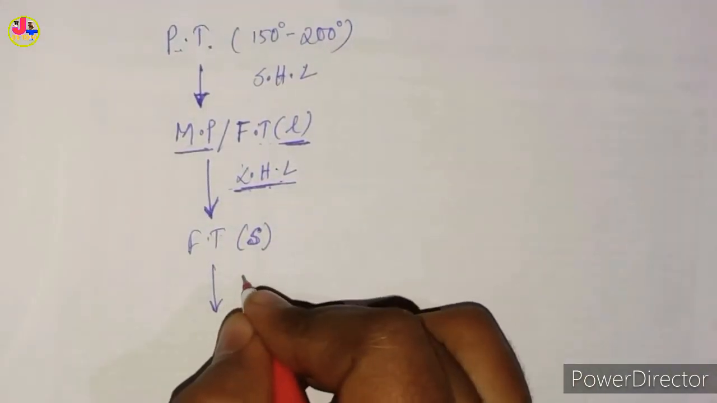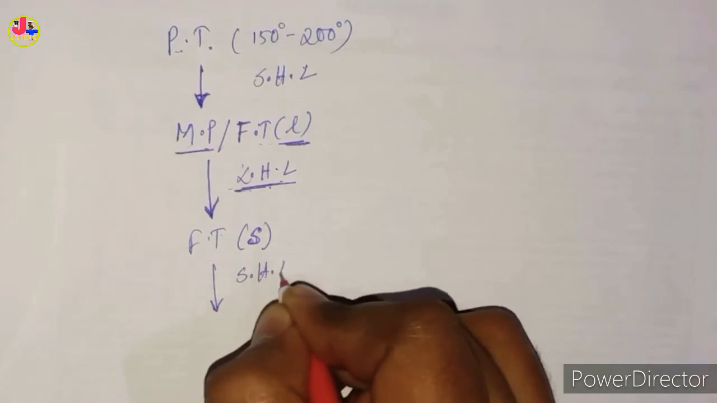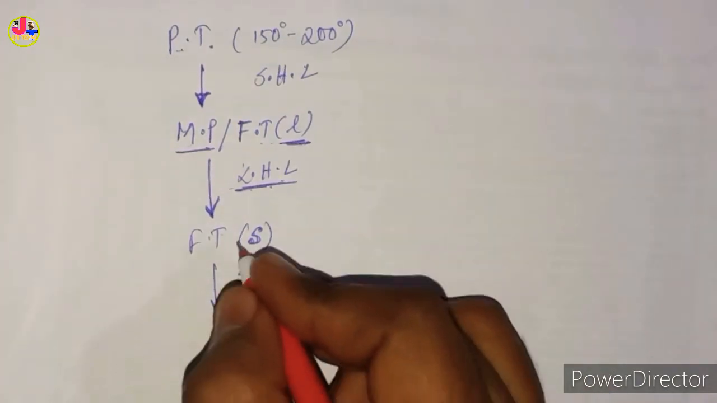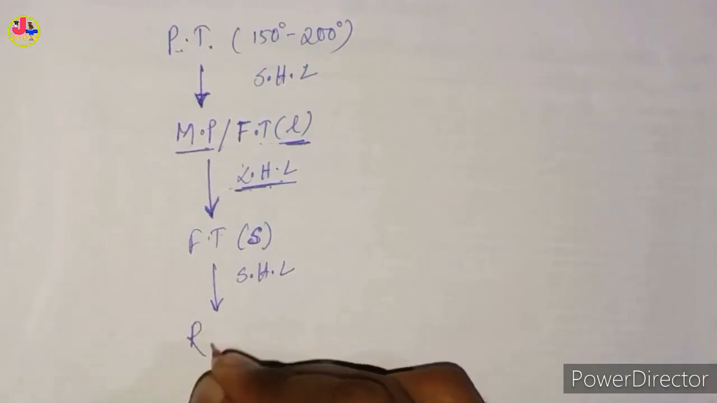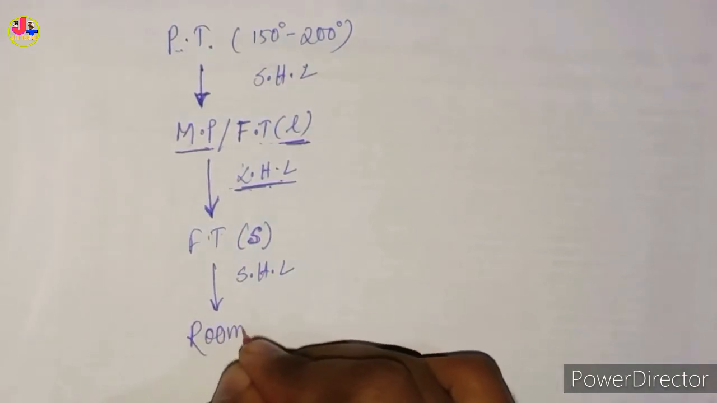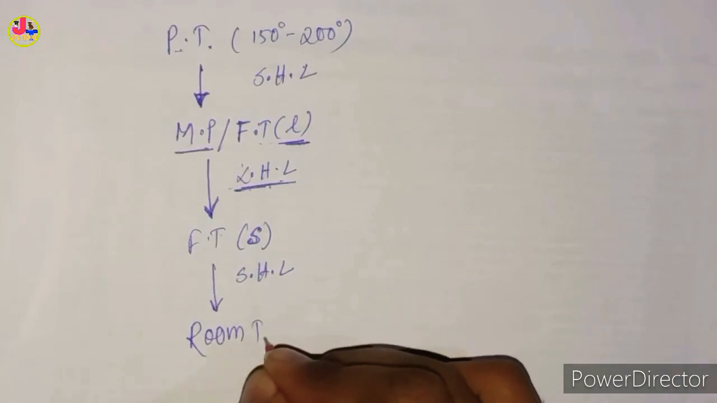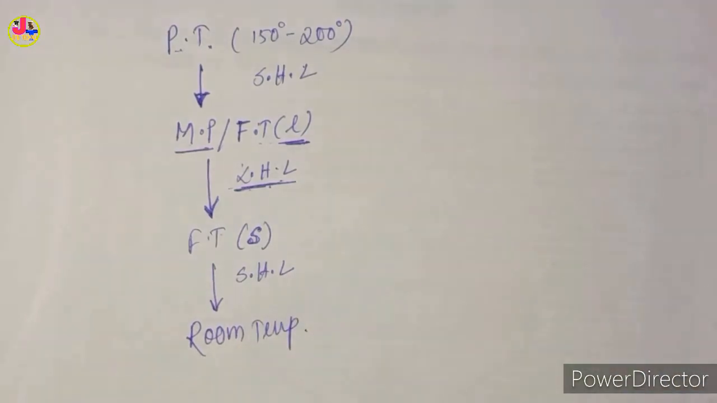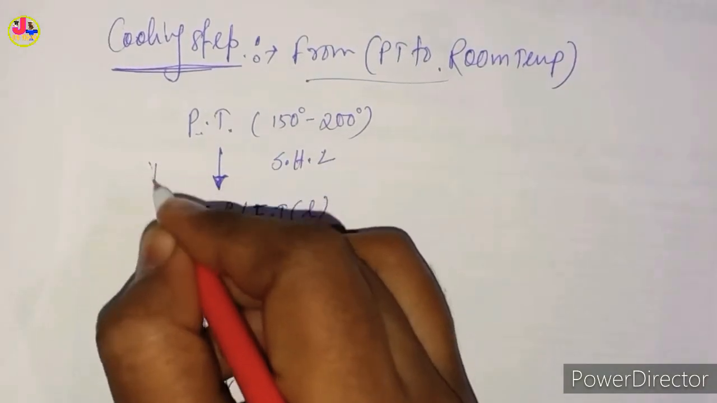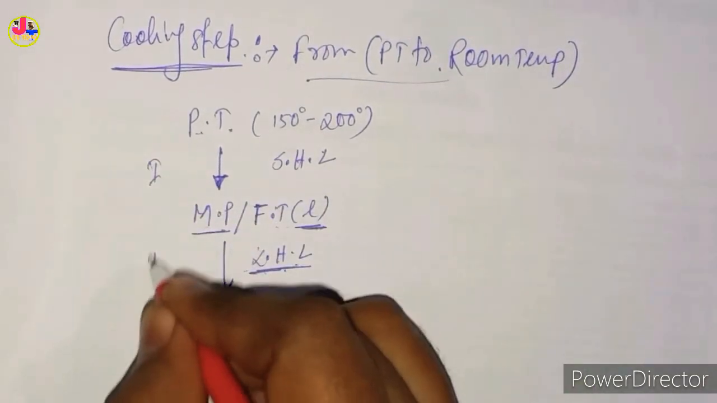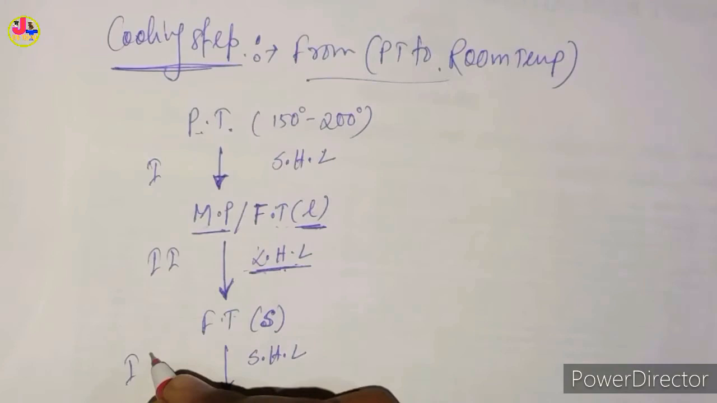Due to sensible heat loss, it will start to solidify, and finally it reaches room temperature. I think it's clear to all of you. So this is stage 1, this is stage 2, and this is stage 3.